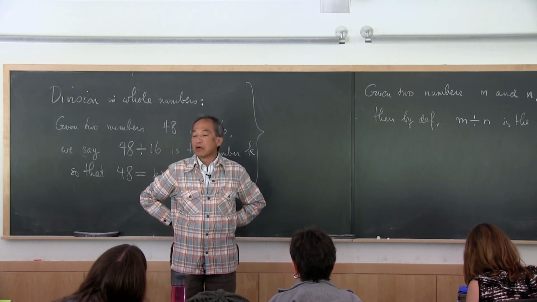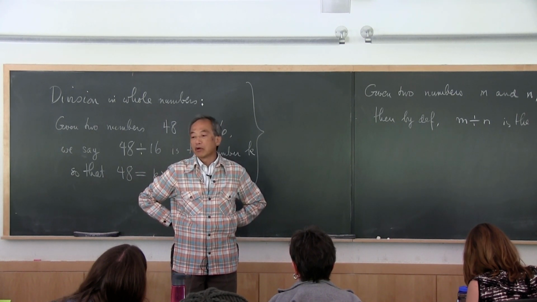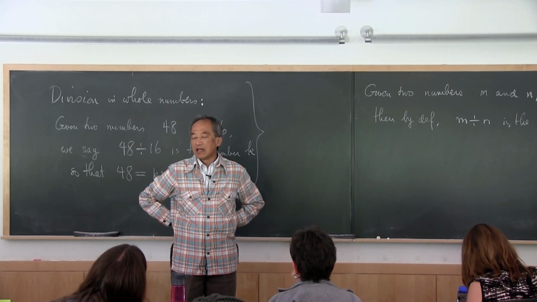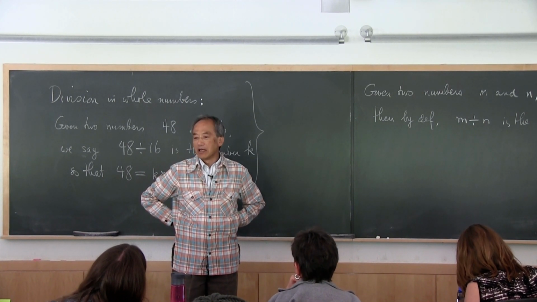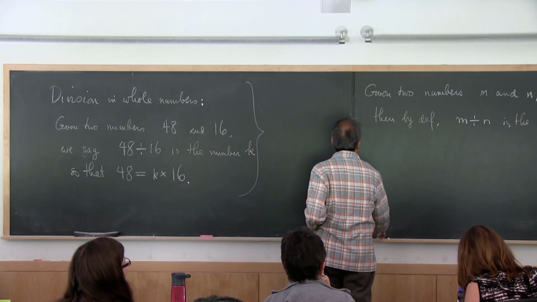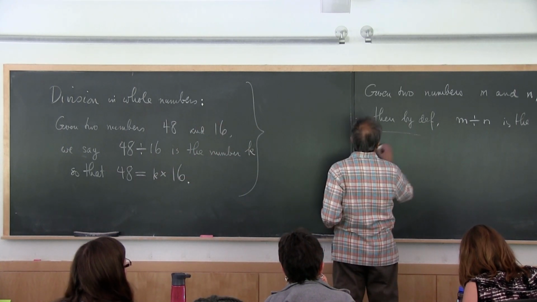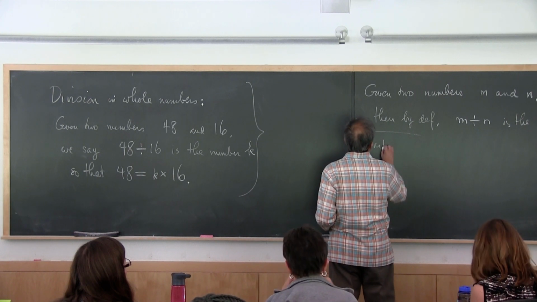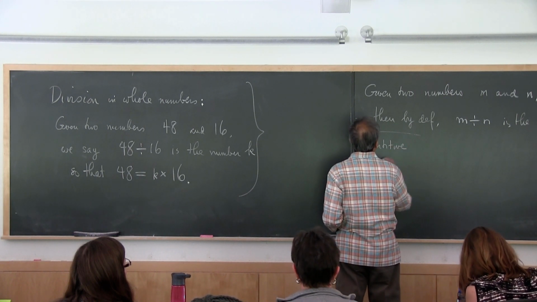Suppose we have a situation where we can divide. It so happens that this can be interpreted differently. The different interpretations, you all know, have different names, but the names I prefer are partitive and measurement.